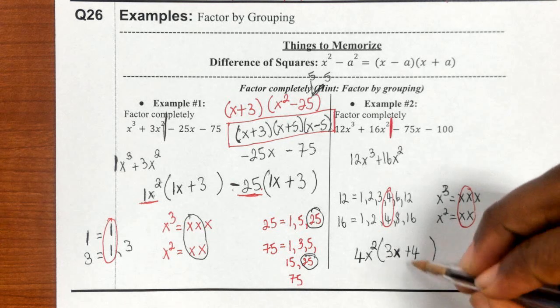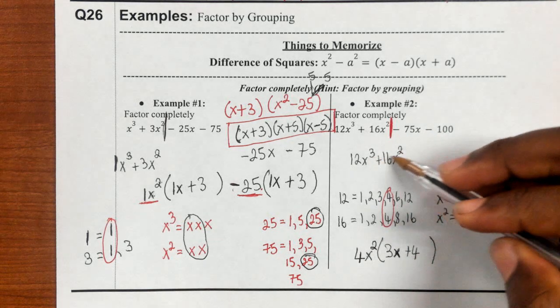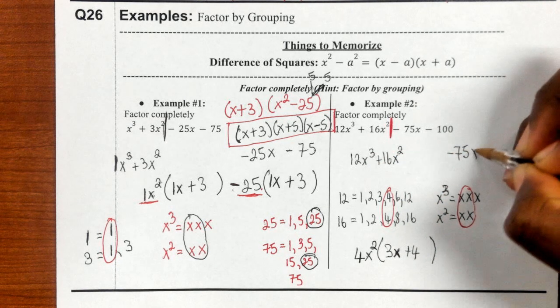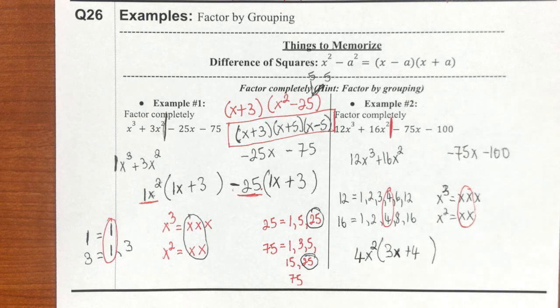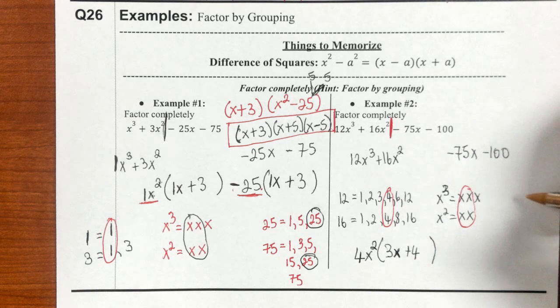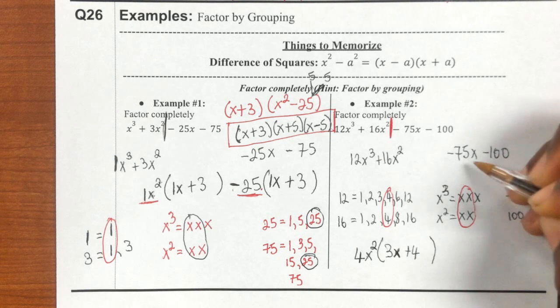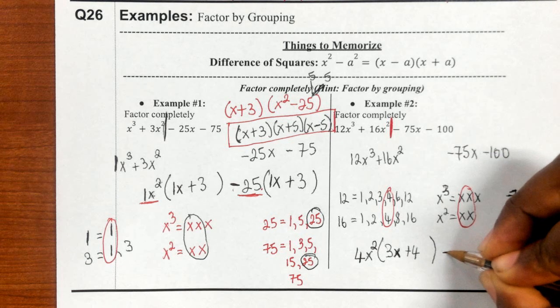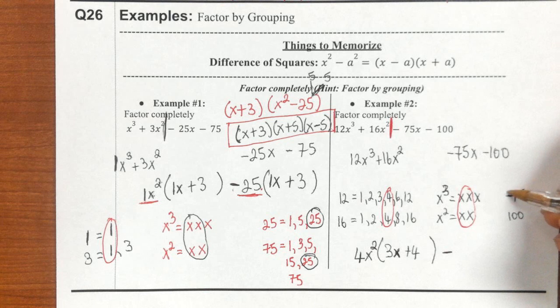No. So now let's look at my second group, because I'm already finished factoring this group. My second group has a negative 75x and a negative 100. Do they both have x's in common, guys? No. The only thing they have in common is probably the coefficients in front. So let's look at those numbers. We have a negative 75 and a 100. Do you think that they both have negatives in common? Yes, they do. So they both would have a negative in common. Let's see what that number is.